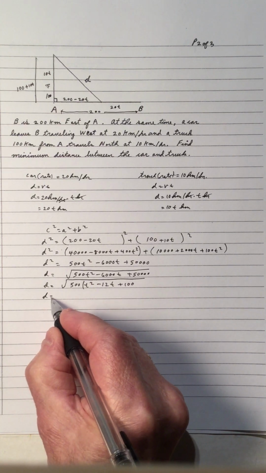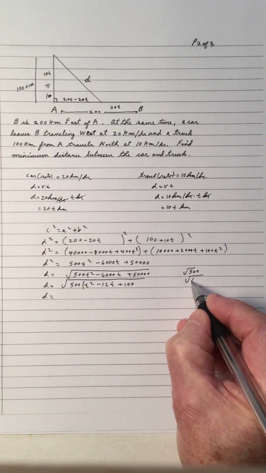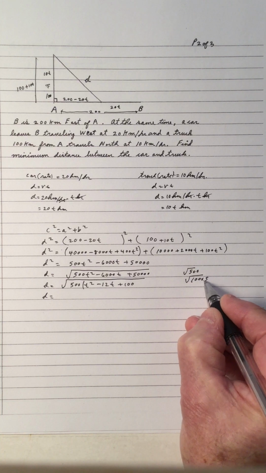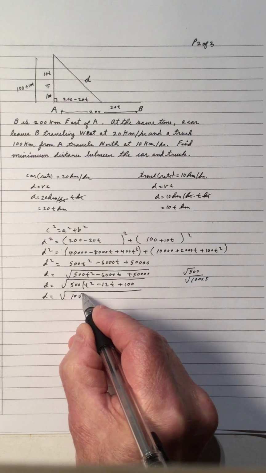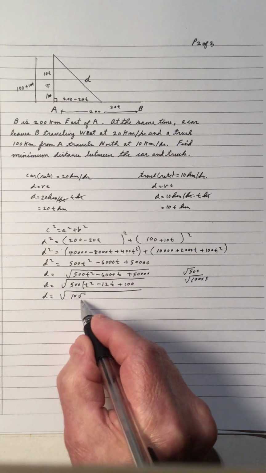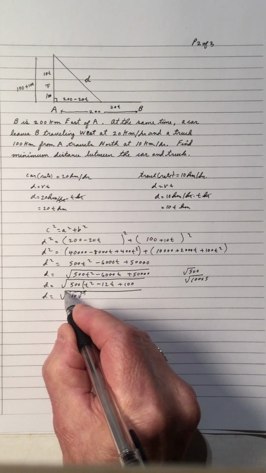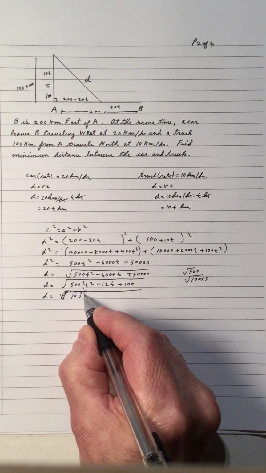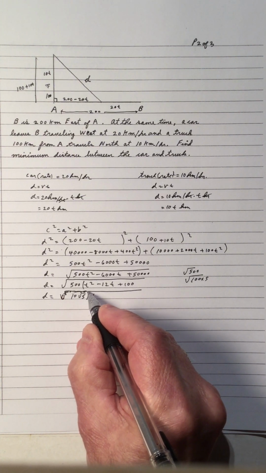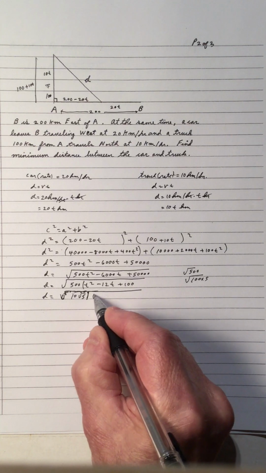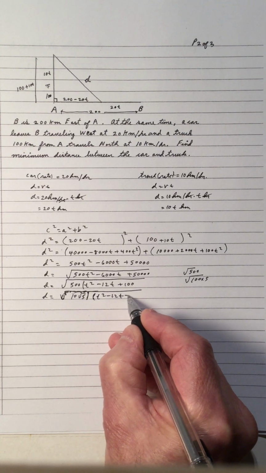And so d is equal to the square root of 500, which is the square root of 100 times 5, so that's 10 root 5, and then we'll do the square root of t squared minus 12t plus 100.